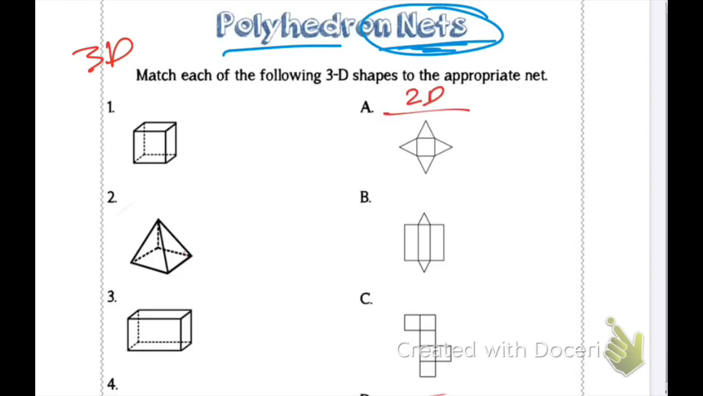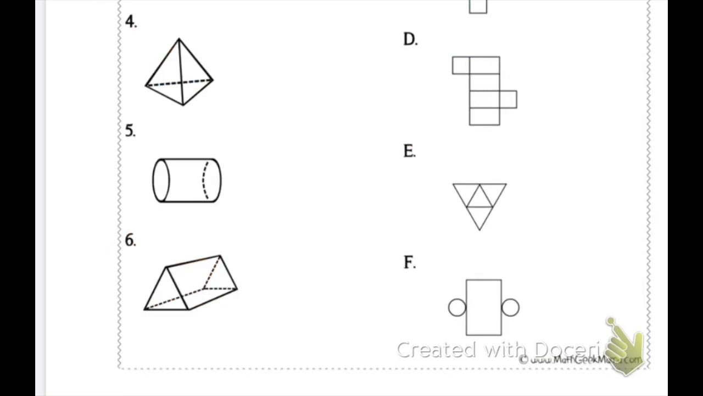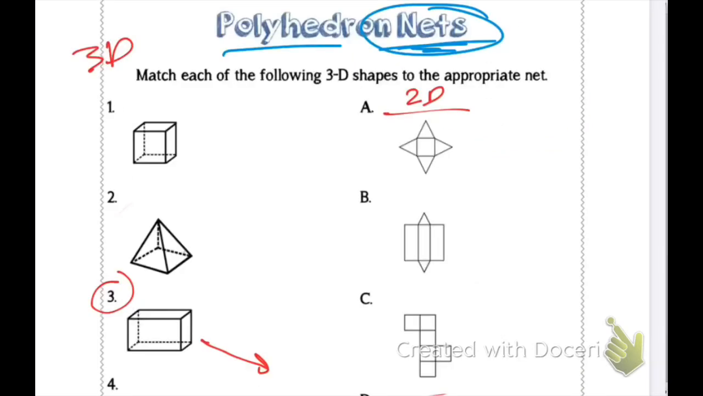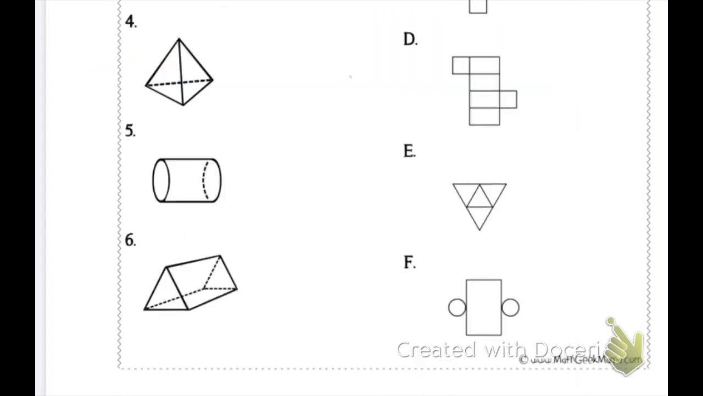So if I look at number 3, what would that look like if I were to cut it, unfold it? Well, number 3 would go with D. Those two match up. Let's look at number 4. Number 4 is my triangular pyramid, or if I were to cut that one, cut the edges here, unfold it, that goes with E.